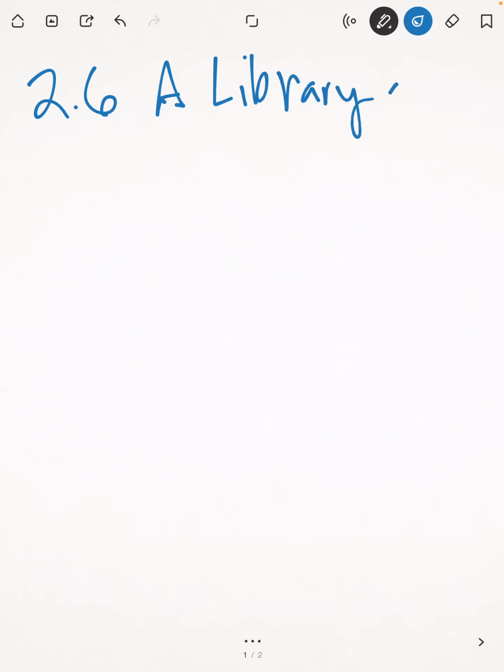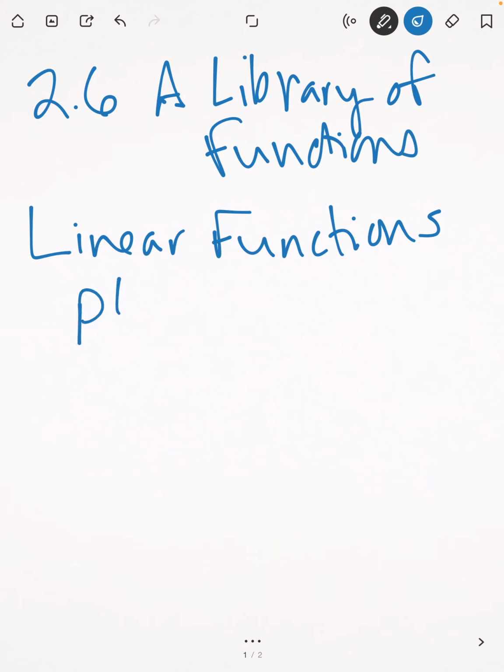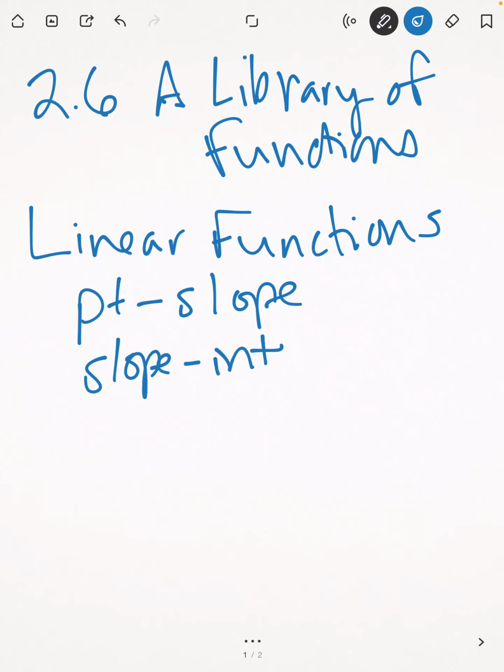In today's video, we're going to be talking about section 2.6. It's called a library of functions. So far we've already talked about linear functions, and when we were talking about linear functions, we had our point slope and our slope intercept form.